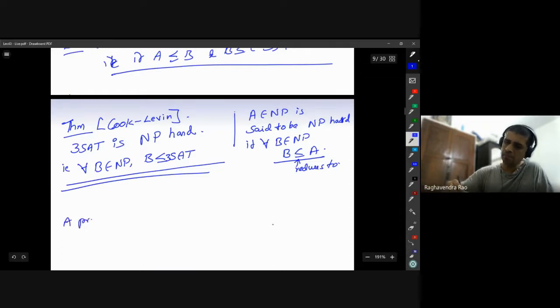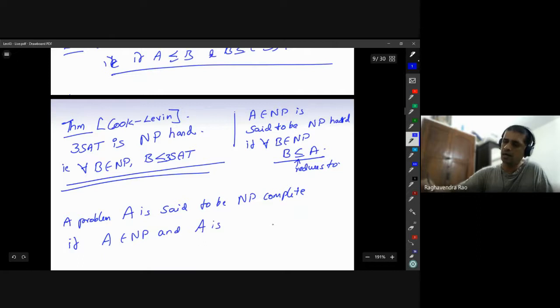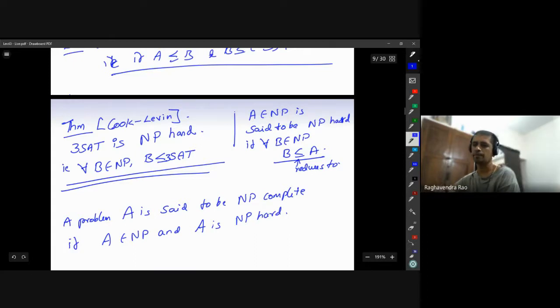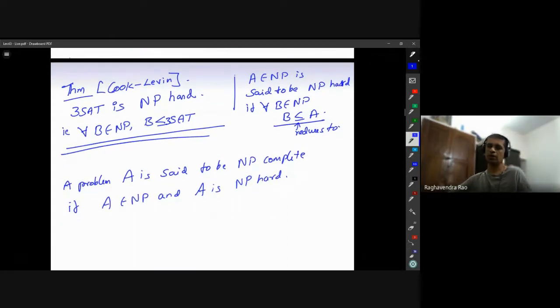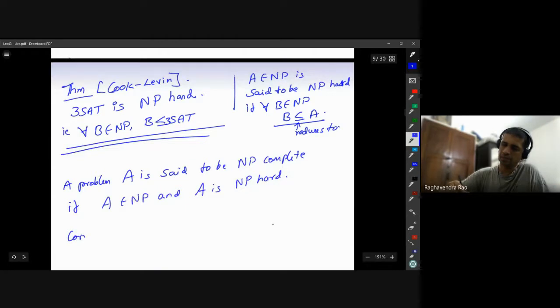We'll need one more notion here. A problem A is said to be NP-complete if A is in NP and A is hard for NP, or NP-hard. So a corollary of the Cook-Levin theorem, which is also called the Cook-Levin theorem, is that 3-SAT is NP-complete.